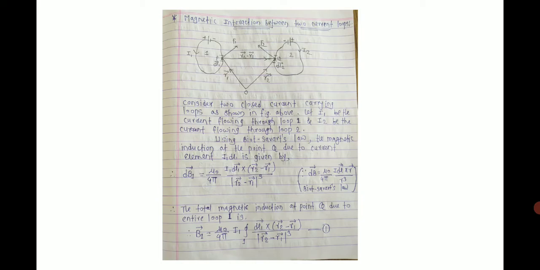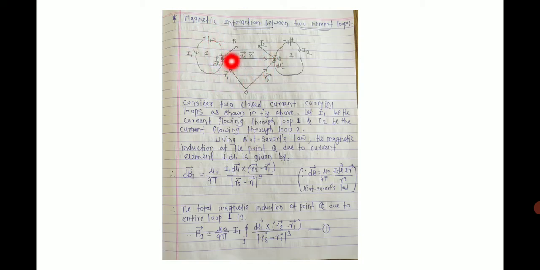Using Biot-Savart's law, we calculate the magnetic induction. Then let's see the figure. This I1 is flowing through loop 1, which means in the surrounding space we calculate the magnetic induction. In that figure, we calculate the magnetic induction at point Q due to the current element I1 dl1.